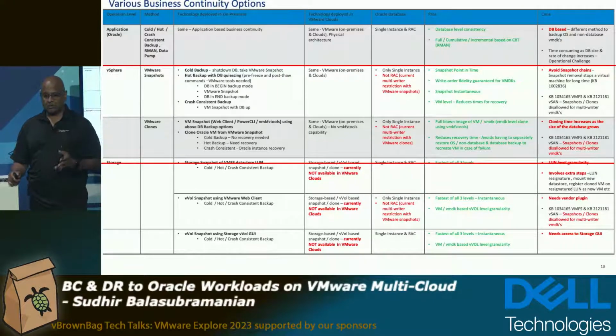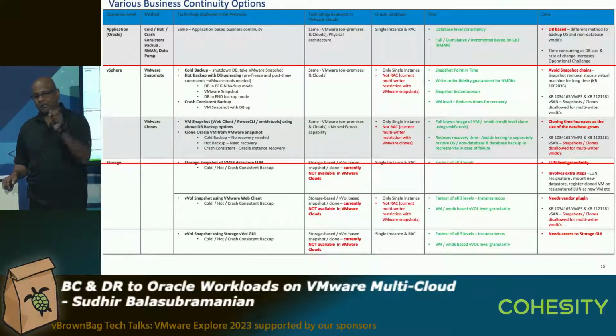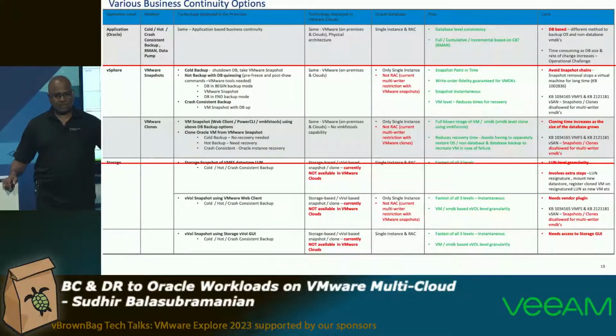You could use VMware snapshots. You could use clones. The first question that any Oracle person would ask me is, that's great, that's beautiful, but do snapshots and clones guarantee write order fidelity? That's important. Will the blocks arrive in the right order of time? The answer is yes, a resounding yes.